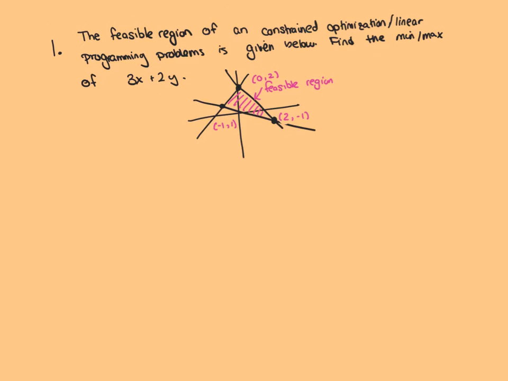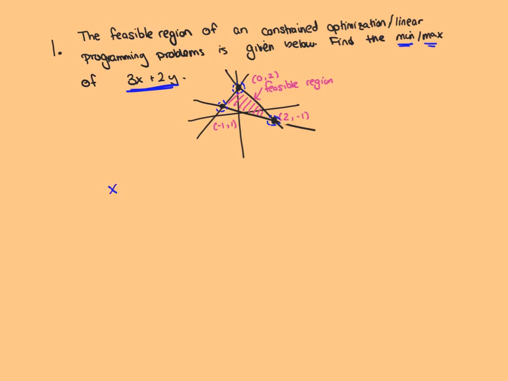So in this first problem, we're given the feasible region of a constrained optimization or linear programming problem. So we know it's the setup that we're used to. And we want to find both the minimum and the maximum of this objective function 3x plus 2y. We remember that the minimum and maximum can only occur at these corner points as long as we have a bounded region, which we do. It doesn't go infinitely far in any direction, and the boundaries are all enclosed. I don't have any dotted lines, so I'm ready to go. So the minimum and maximum can only occur at those points.